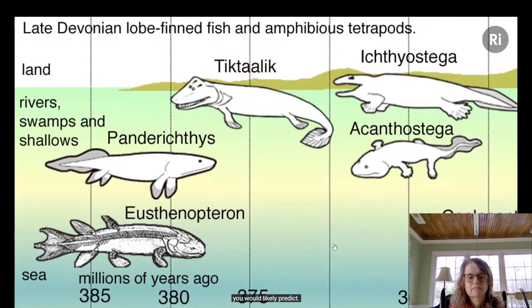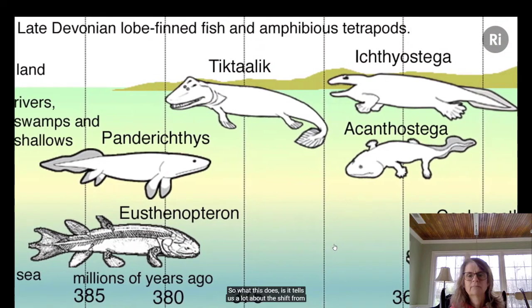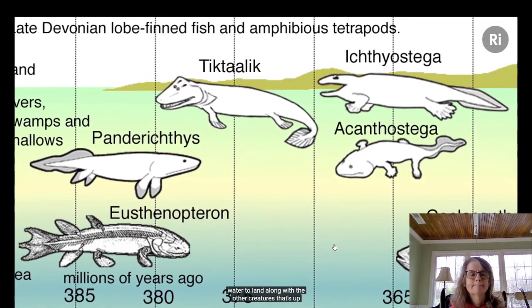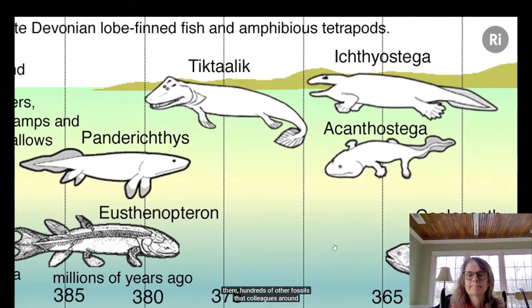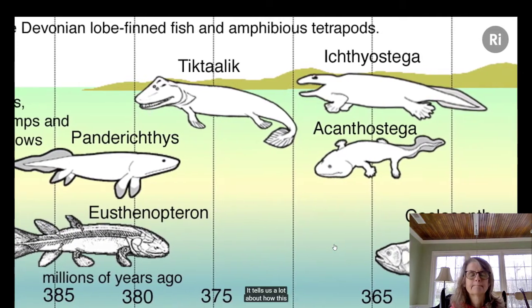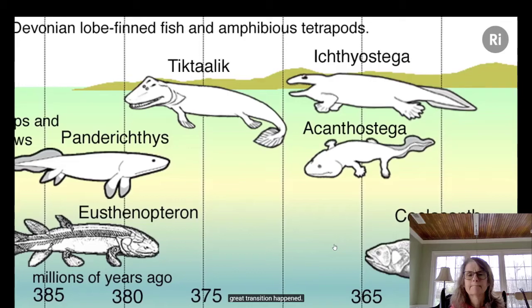It had both lungs and gills. And what's exceptional about this is just how ordinary it is, in the sense that it's exactly the intermediate that you would likely predict. So what this does is it tells us a lot about the shift from water to land, along with the other creatures. And so there are hundreds of other fossils that colleagues around the world have found. It tells us a lot about how this great transition happened.